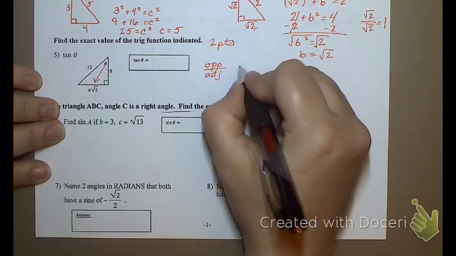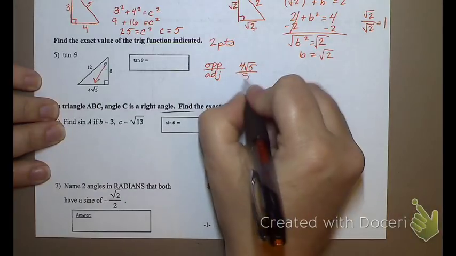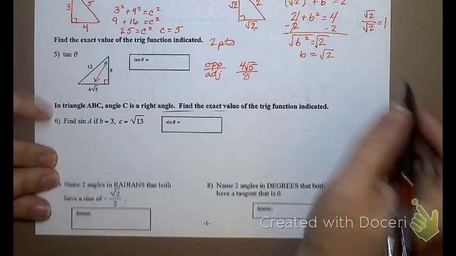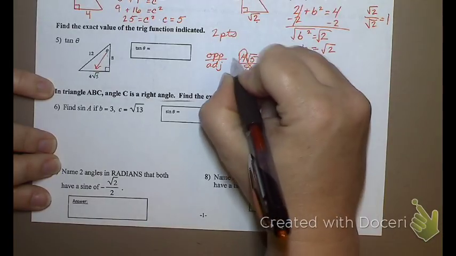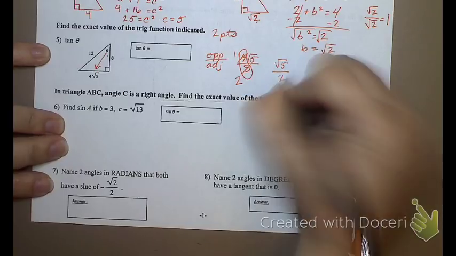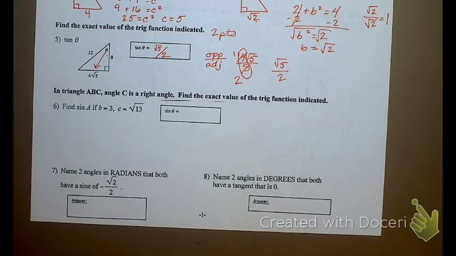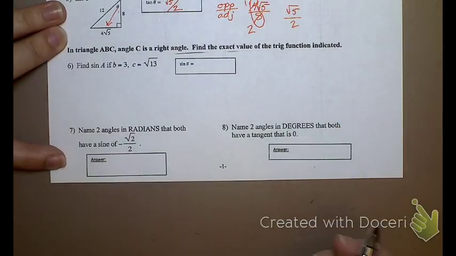4 rad 5. What's adjacent? 8. Some people wrote that. There's a problem. You can never, ever, ever leave a fraction that's not reduced. You can reduce 4 over 8. What does that reduce to? 1 over 2. So you really have 1 rad 5 over 2. That's your answer. Rad 5 over 2. Questions there?